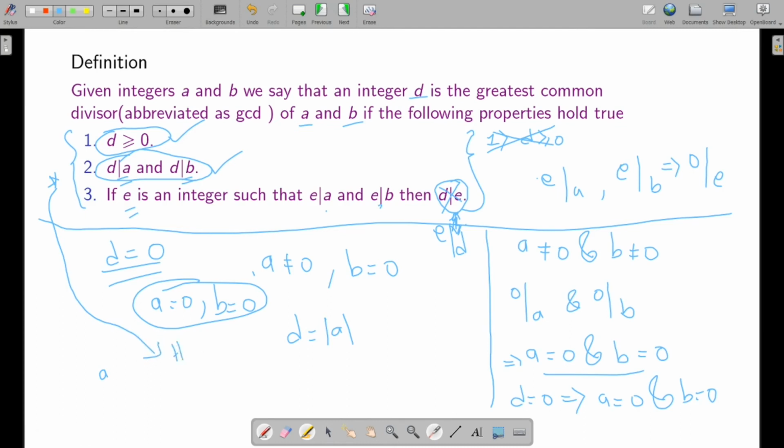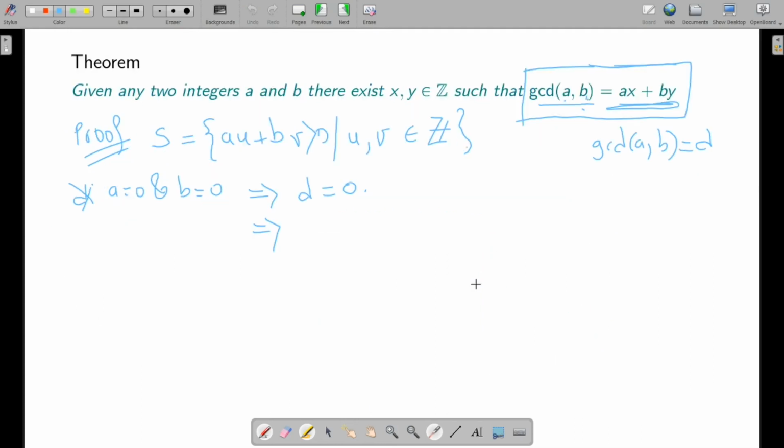Prove this as your homework. This is a very simple fact, but prove this as your homework. The GCD of two integers A and B is always going to be unique. Okay, this is going to be unique. Please don't look at the notes and prove it, please do it on your own.